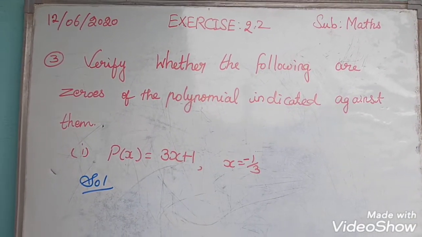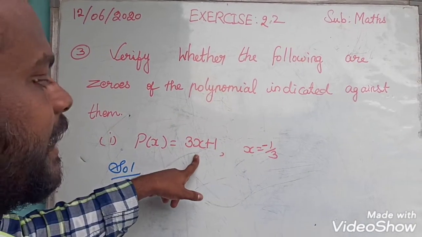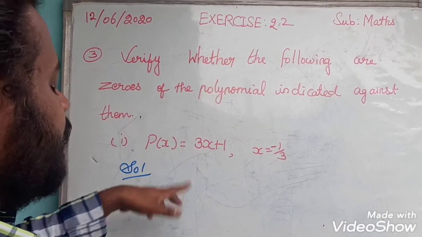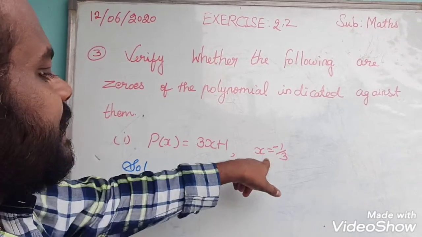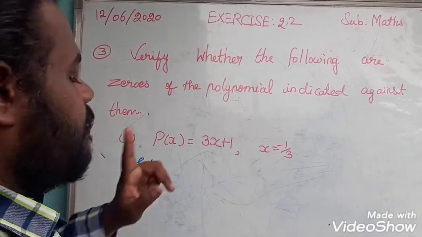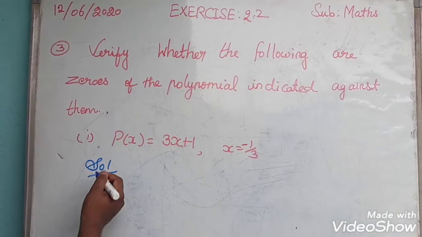How do we find the zeros of a polynomial? We substitute the value instead of x, and if we get 0, that is P of minus 1 by 3 equals 0, we say x equal to minus 1 by 3 is a zero of the polynomial P of x. Now we move on to the solution.